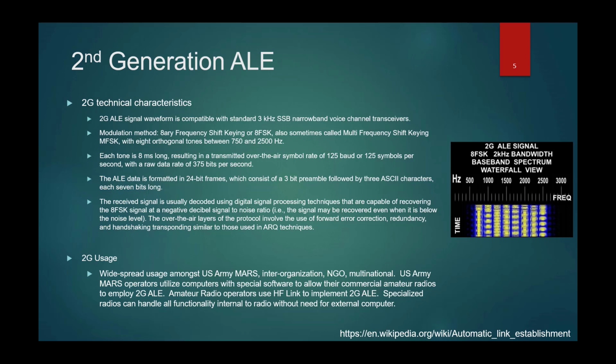The ALE data itself is broken into 24-bit frames, and of those 24 bits, there's a 3-bit preamble followed by 3 ASCII characters. In this case, each of these ASCII characters is made of 7 bits. This is for the very basic second generation ALE standard. In future standards between second generation and even third generation, they increased the number of bits used in these frames, and instead of ASCII characters, went to representing the information in straight binary.